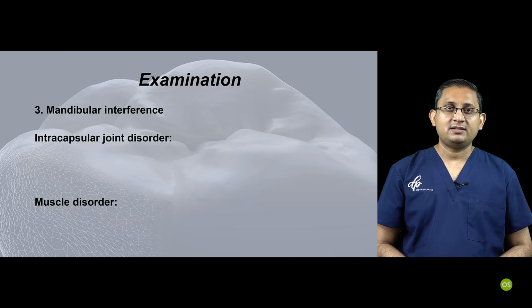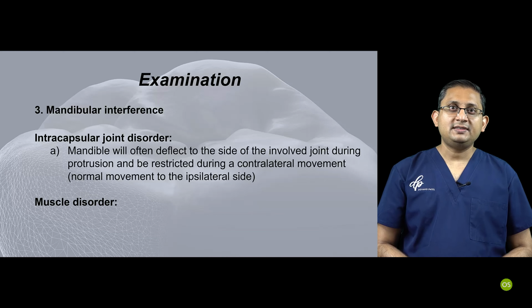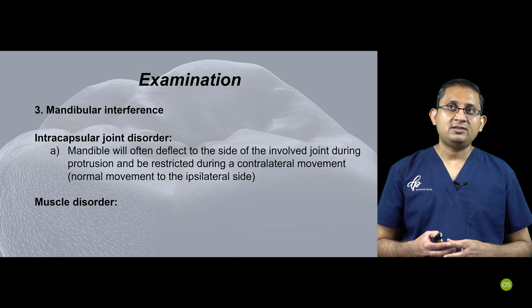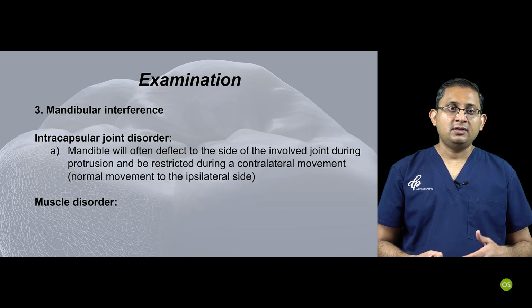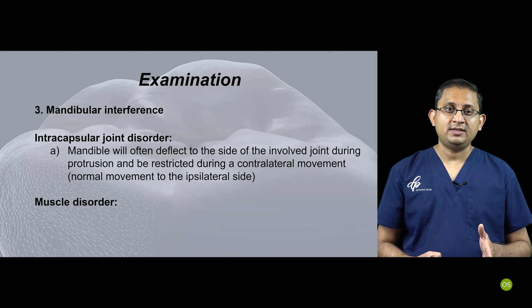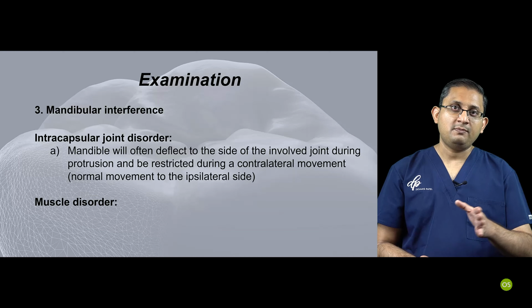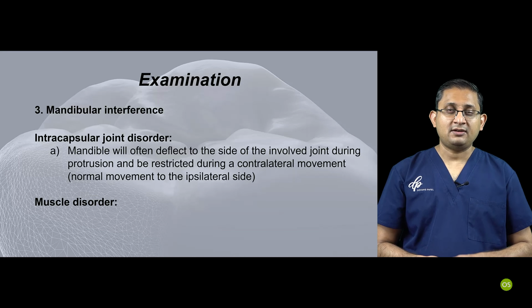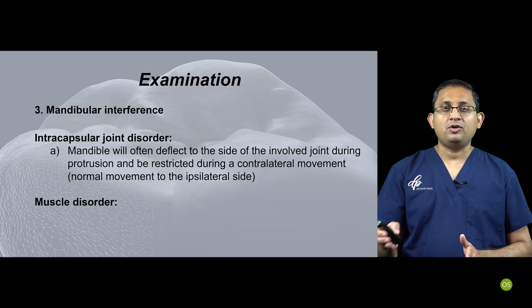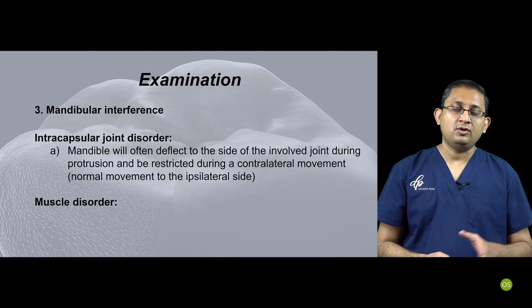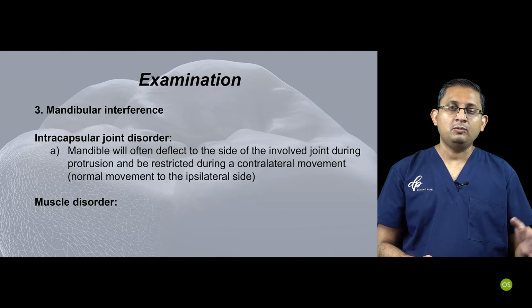So the third factor is mandibular interferences. What you will see is when a patient has an intracapsular disorder, the mandible will often deflect to the side of the involved joint during protrusion. Let's say the right hand side is painful, the mandible will go to the right hand side when you protrude, and there is a restricted movement of the contralateral side. However, if you try to go on the same side, it will be a normal movement.